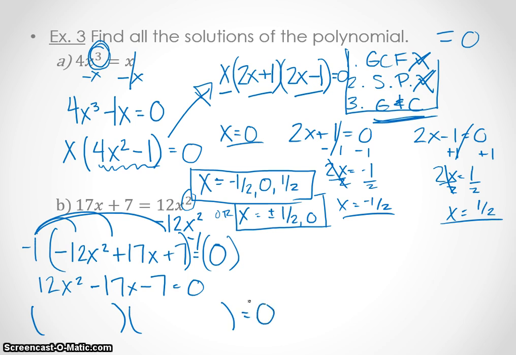So 12, we have 1 and 12, 3 and 4, 6 and 2. Let's go ahead with 3 and 4. I like using those first. 7 though, we just have 7 and 1, so let's put a 7 here, a 1 here. Without doing signs, we have 3x times 1, which is 3x. 7 times 4 is 28x. There's no way that's going to make 17.